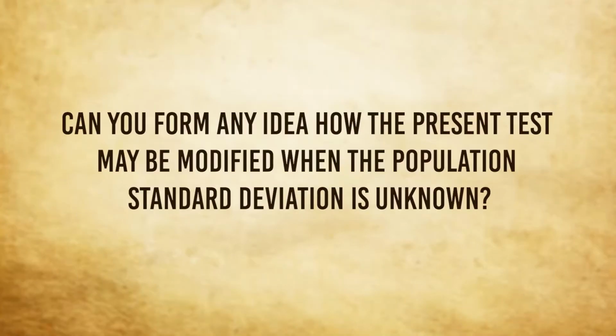Next, we go to something called the one-sample t-test. In the one-sample z-test, the population standard deviation was known. Now, in any real-life situation, nothing will be known about the population. The population mean will be unknown, the population standard deviation will as well be unknown. So in this situation, how can we modify the test? Can you give me any idea how we can modify the test when the population standard deviation is unknown? So we come to a one-sample t-test.